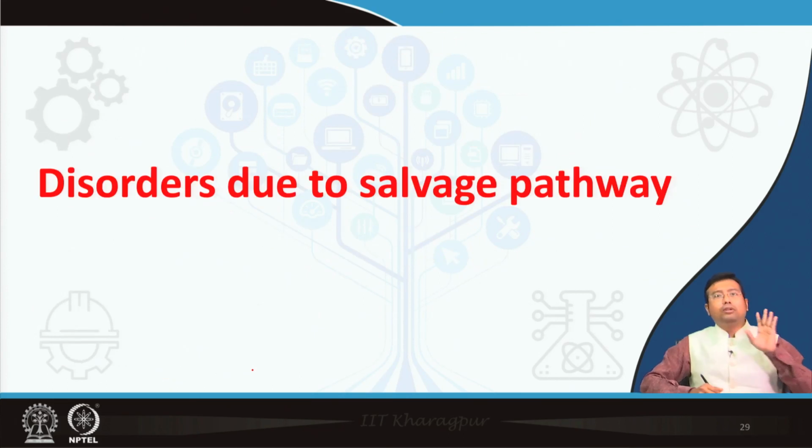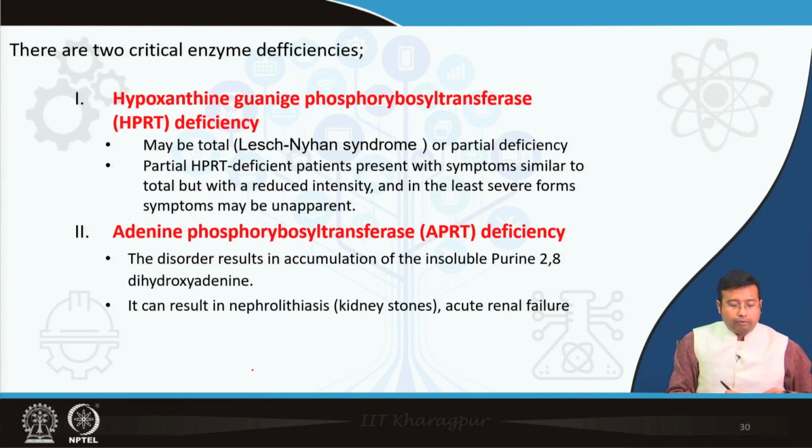And finally, we come to disorders of the purine salvage pathway. Over there, we mainly need to know about two enzymes. Number one, hypoxanthine guanosine phosphoribosyl transferase. That enzyme may be fully deficient, in which case it is known as Lesch-Nyhan syndrome, or it may be partially deficient with similar symptoms but reduced intensity. We will be discussing those symptoms. And the second enzyme is APRT, or adenine phosphoribosyl transferase.